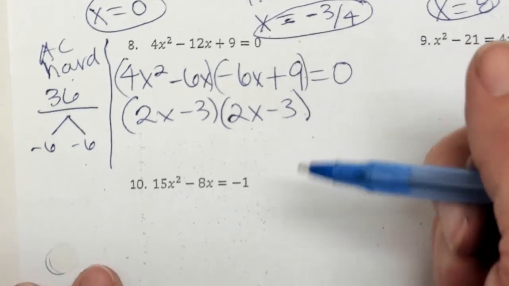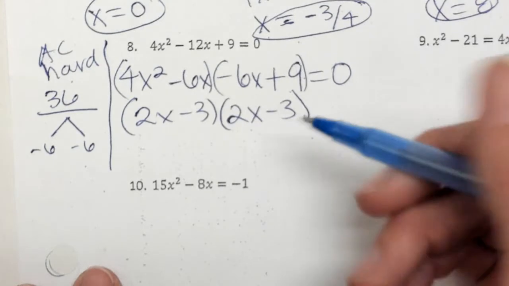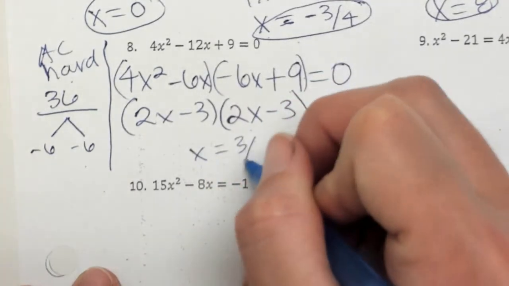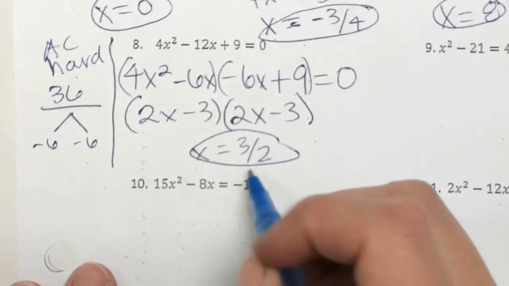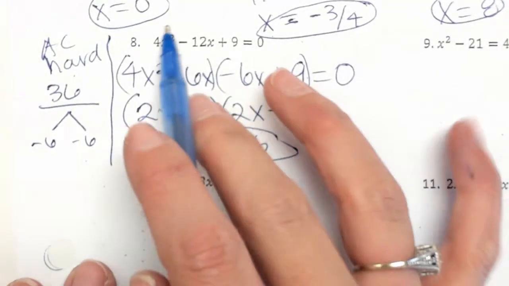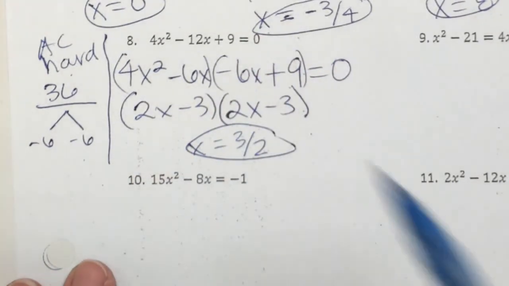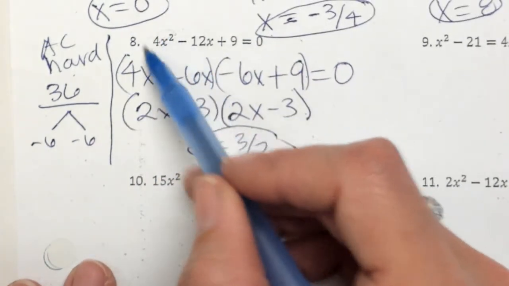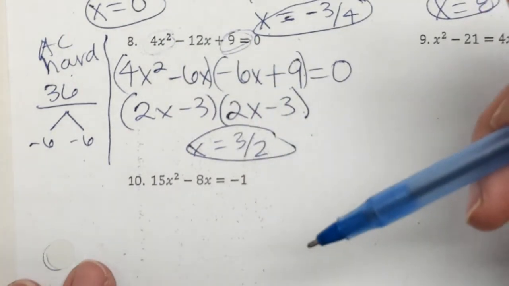Okay, so how many answers will we have? Just one, because these are the same, right? So it's 3 over 2. So this means it'll hit our x-axis one time, right? And also, the reason this is only one answer is because this is a perfect square trinomial. Now, I'm not going to make you memorize what perfect square trinomials are, but the reason is that the first and last term are perfect squares. So they'll only have one answer.